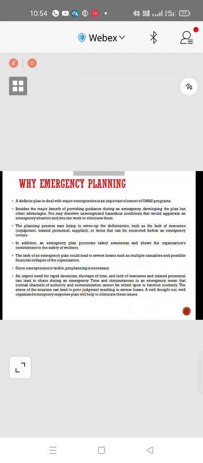You may discover unrecognized hazardous conditions that would aggravate an emergency situation, and you can work to eliminate them. Normally, our risk assessment and risk identification help us to control the emergency situation and to mitigate it. In that condition also, proper emergency planning and preparedness is required, because for that purpose some identification has to be made.